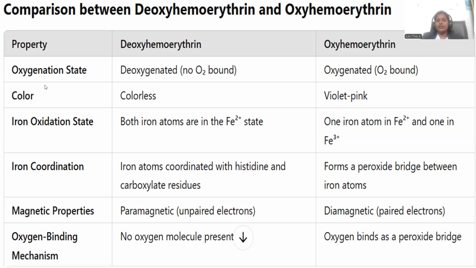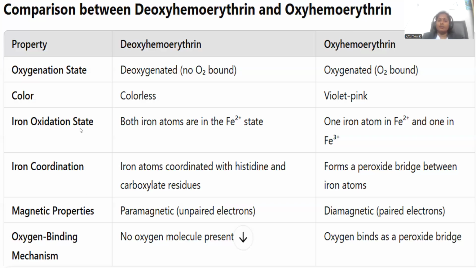Oxygenation state: in the case of deoxyhemerythrin, there is no oxygen, so we can say deoxygenated form, no oxygen bonded to the hemerythrin. In the case of oxyhemerythrin, the oxygenated form, oxygen is bonded in the form of a peroxy linkage. Deoxyhemerythrin is a colorless complex, whereas oxyhemerythrin is a violet-pink colored complex.